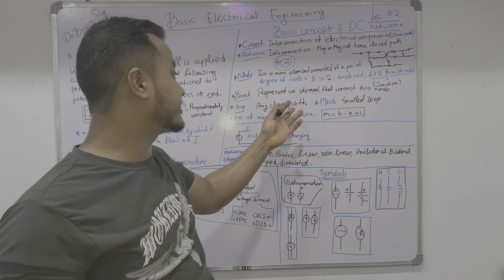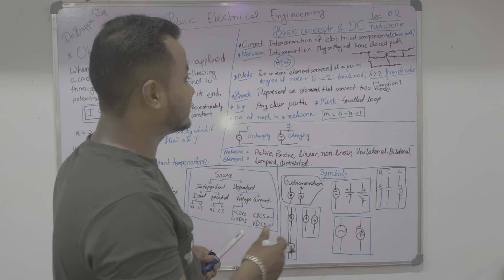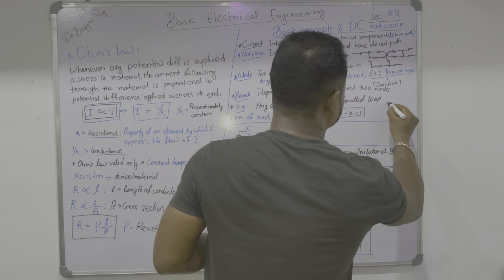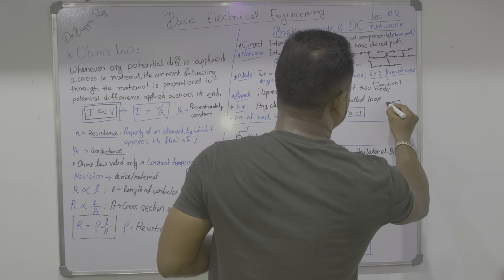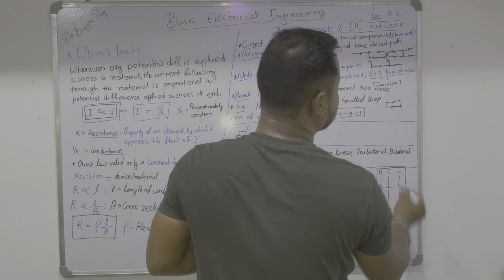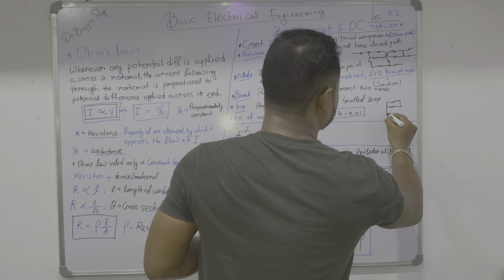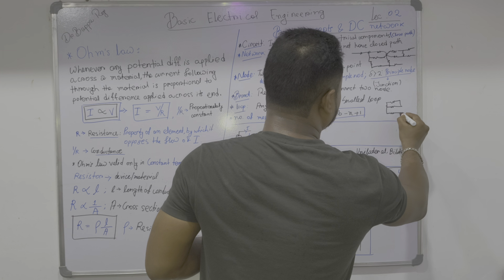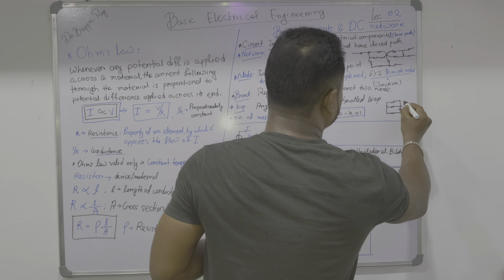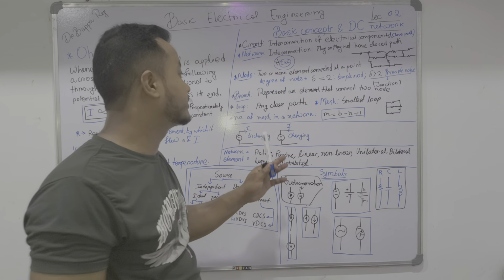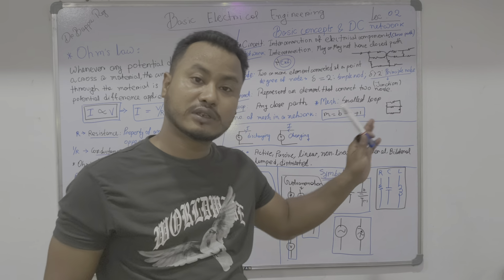Then a loop is any closed path. Loop is any closed path. This is also a closed path, meaning current will flow. This is also a closed path. Current will flow, so any closed path is called a loop.